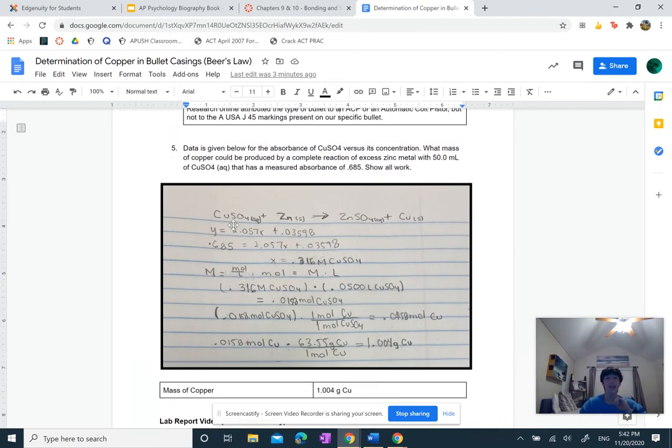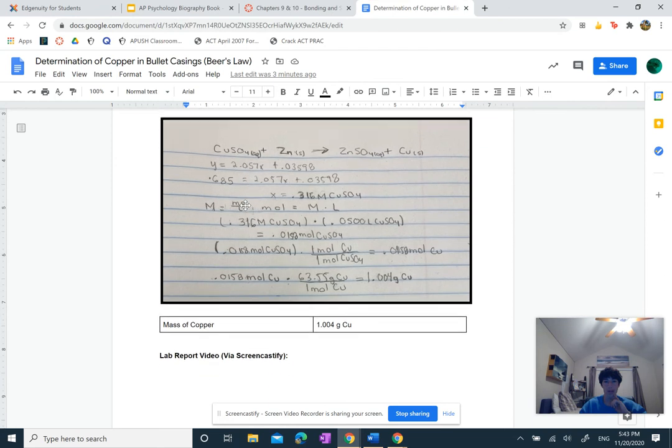So in here, we've got some data as given below for the absorbance of copper sulfate versus its concentration, and what mass of copper could be produced. So we've got our handy-dandy balanced equation. We've got some single replacement going on here, because the cation of zinc ends up replacing the cation of copper and pairs up with the polyatomic anion of sulfate.